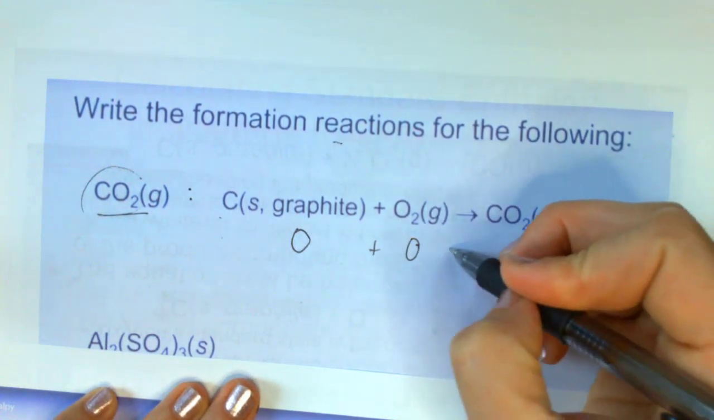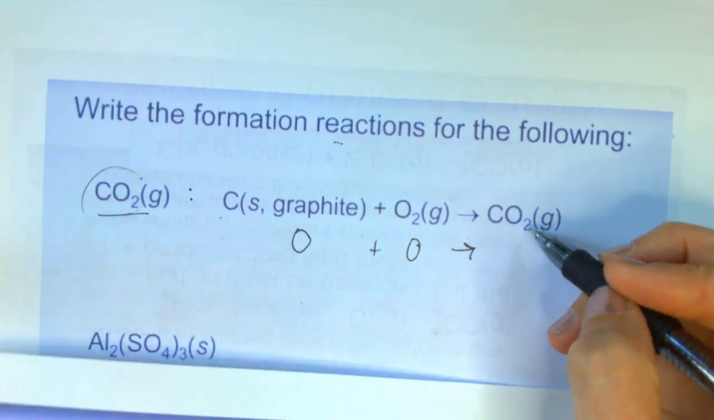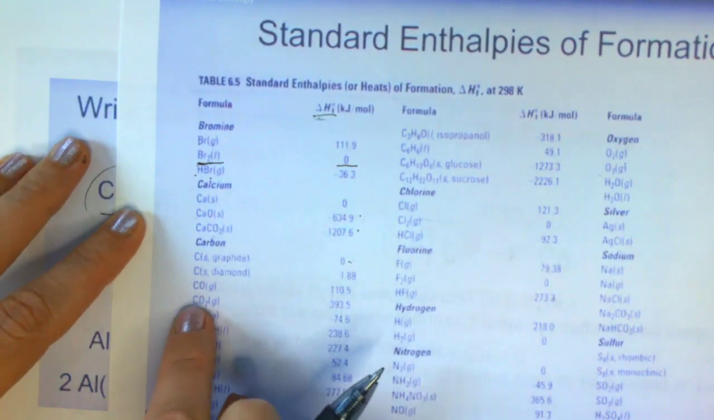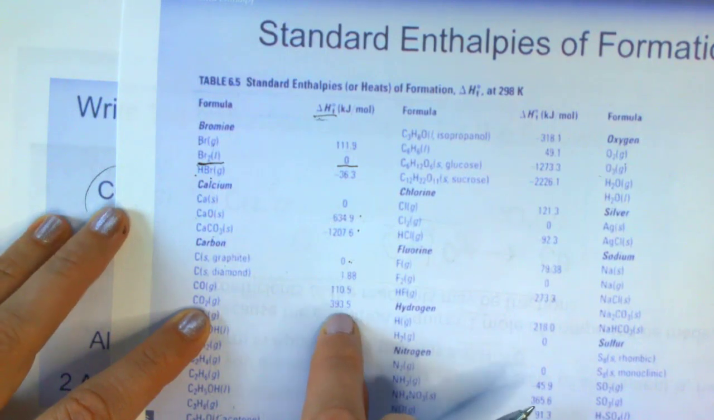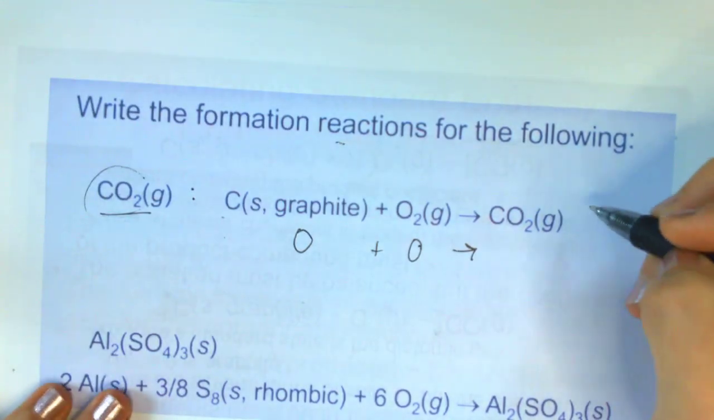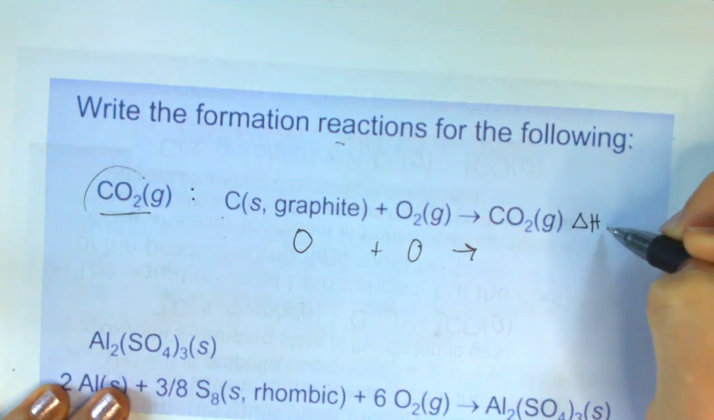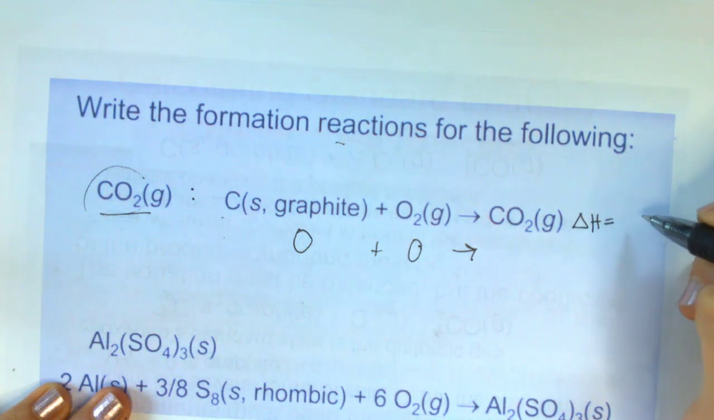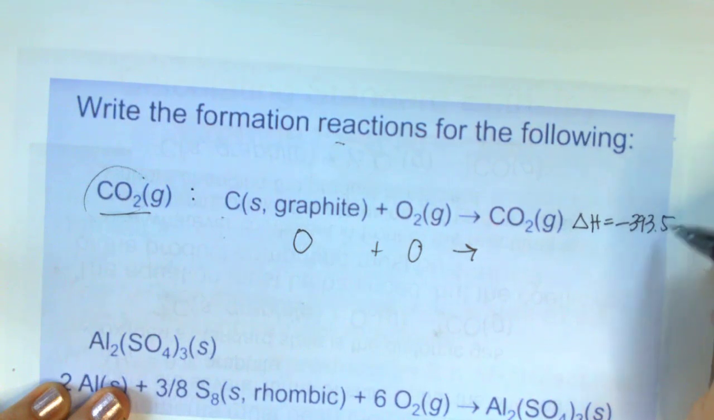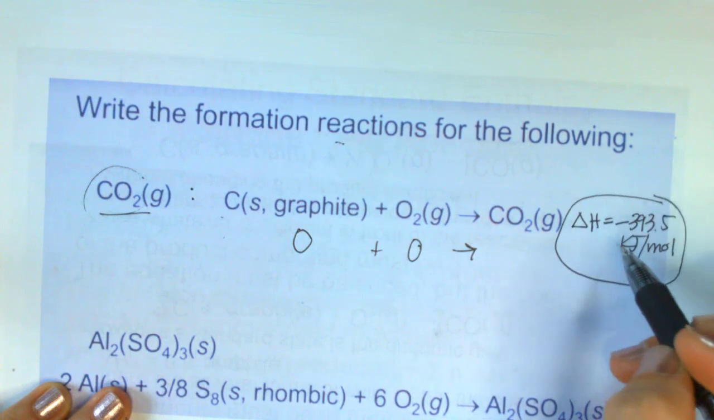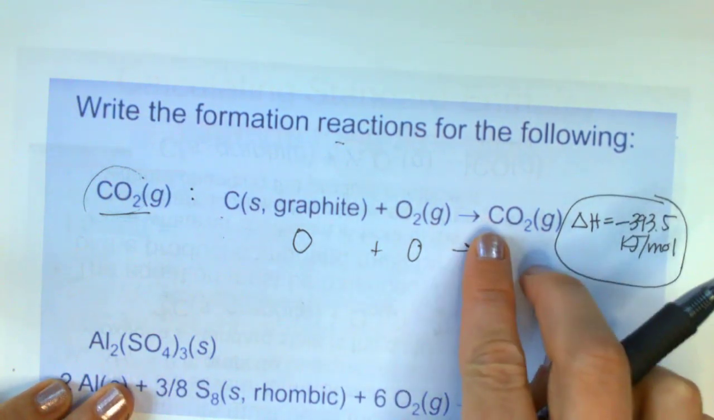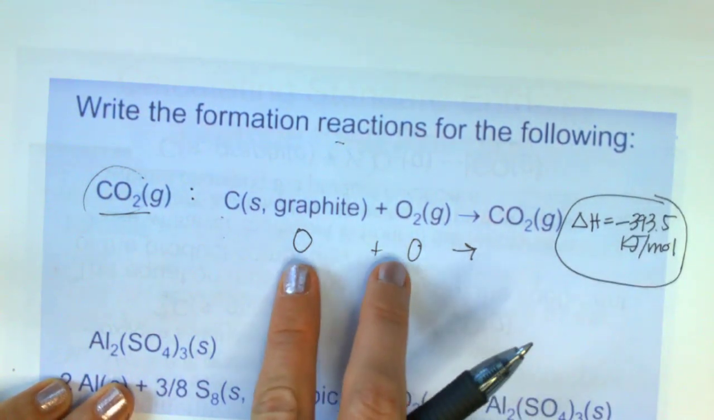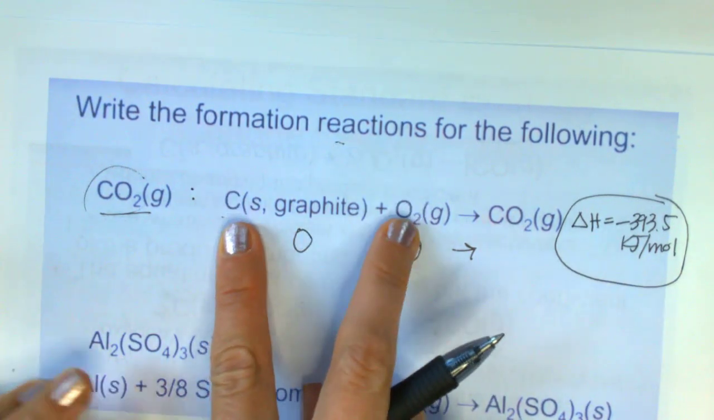And to create CO2, I can simply look it up, CO2 heat of formation is negative 393.5. So I can say that this thermochemical equation has an exothermic negative 393.5 kilojoules per mole. Formed 1 mole of CO2 formed from its constituent elements, carbon and oxygen.